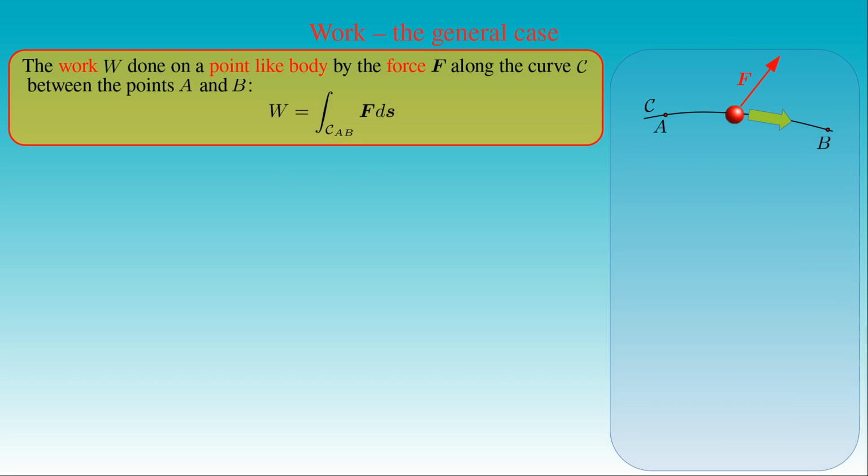As a result, we can formulate the definition of work in a general case stating that the work W done on a point-like body by the force F along the curve C between the points A and B is equal to the line integral of the force F along the curve C between the points A and B. If we want to calculate the line integral for the work done by the force F along the curve C, we need to express both the components of the force and the curve as functions of the Cartesian coordinates.